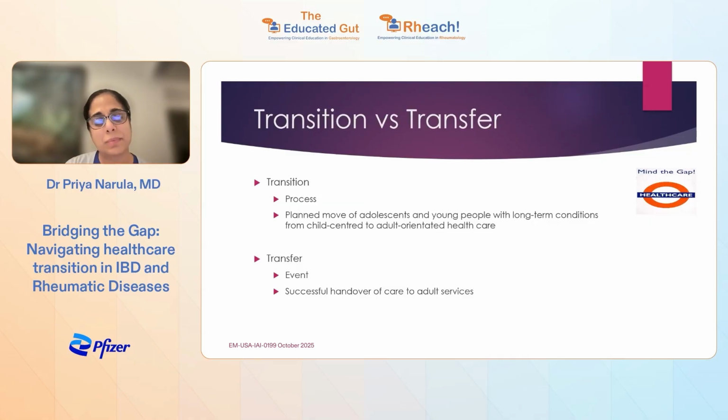So most of you will be familiar with this, but just important concepts just to get right. So transition is that process. We've already heard it's that planned move of adolescents and young people with long-term conditions from child-centered to adult-orientated healthcare, whereas transfer is simply that event. It's that successful handover of care to adult services. And transition continues well beyond transfer.